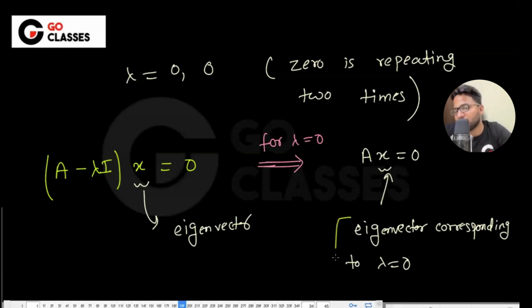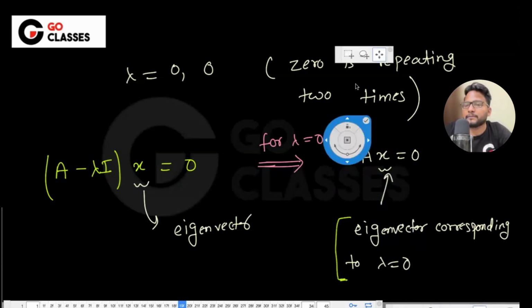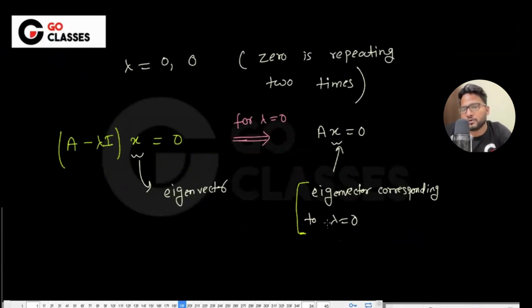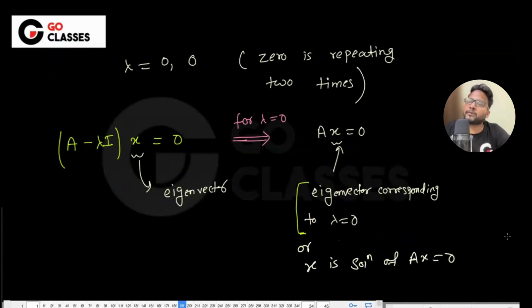I mean, this is an eigenvector for lambda equal to 0. But another way of saying it, don't worry about the eigenvalues, is that x is a solution of Ax equal to 0, right?